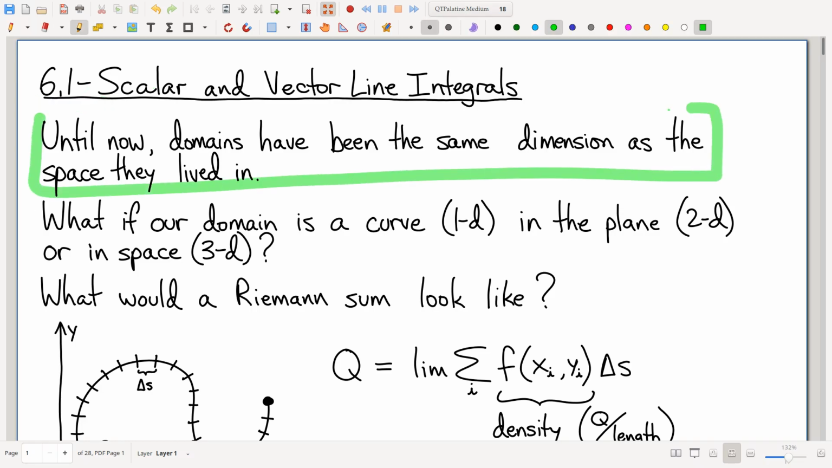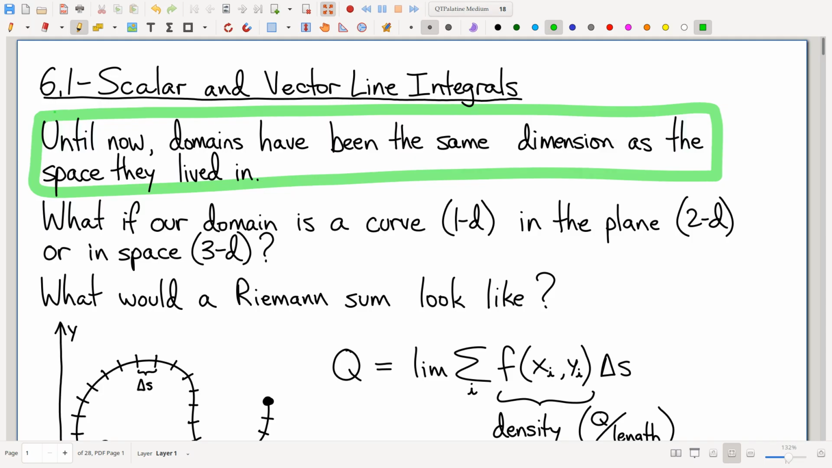Okay, so starting in Chapter 6. Every integral we've seen so far, and we've seen 3 of them, are what I'm going to call dimensionally convenient. Single variable integrals are one-dimensional domains in a one-dimensional world. Double integrals are a two-dimensional domain, but they're always in a two-dimensional world. Triple integrals, three-dimensional domain in a three-dimensional world. They're always in the space that they're most conveniently understood in.